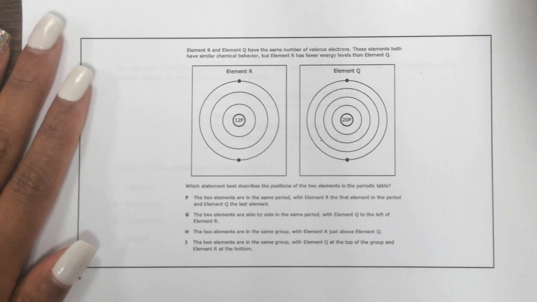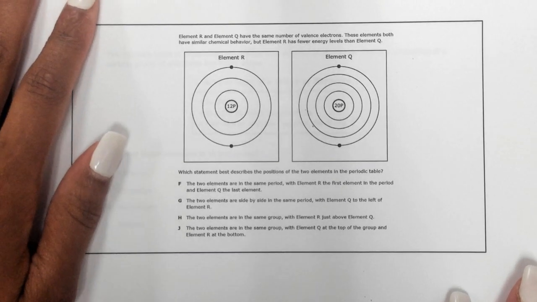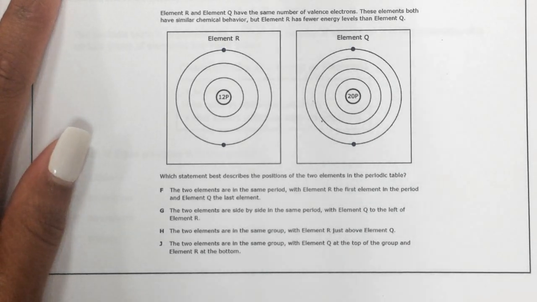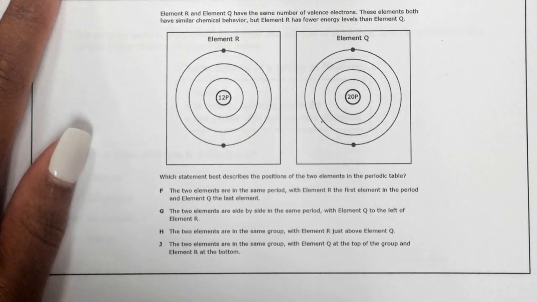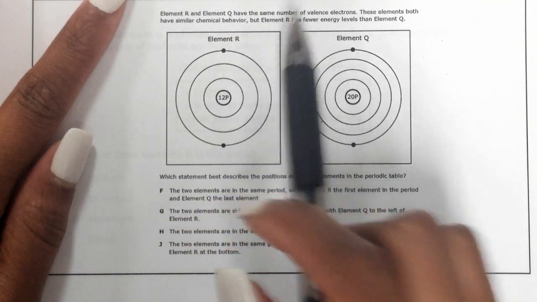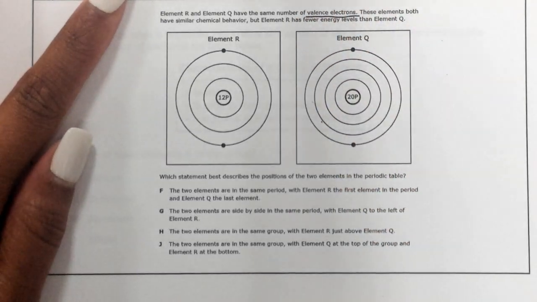Alright. So now we're going to look at some STAR questions, and I'm going to show you kind of my think aloud process so that I can make sure that you can answer this type of question. I'm going to zoom in just a little bit, and this is one that we did in tutorials today for lunch. Element R and element Q have the same number of valence electrons. That is important. These elements both have similar chemical behavior, but element R has fewer energy levels than element Q.